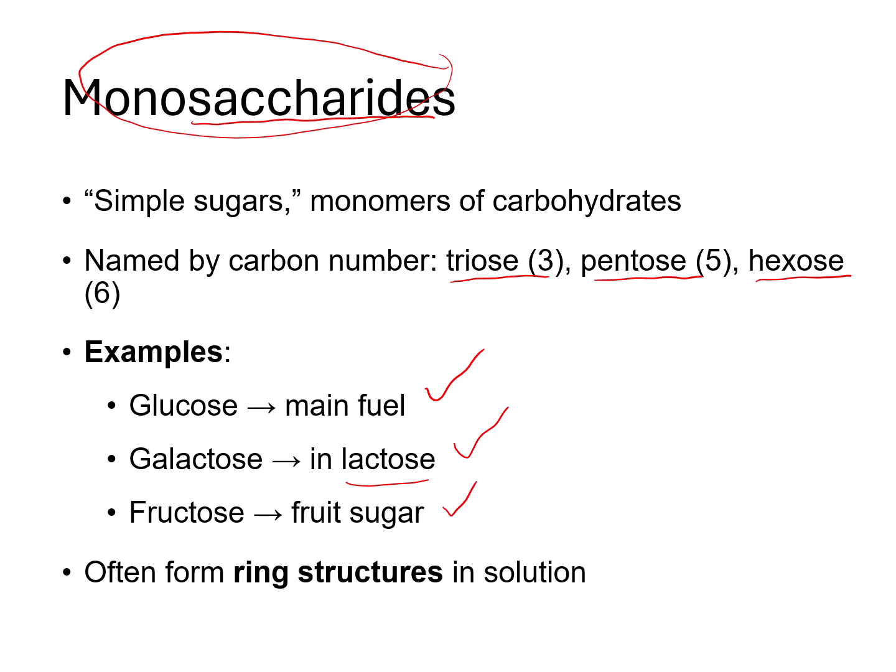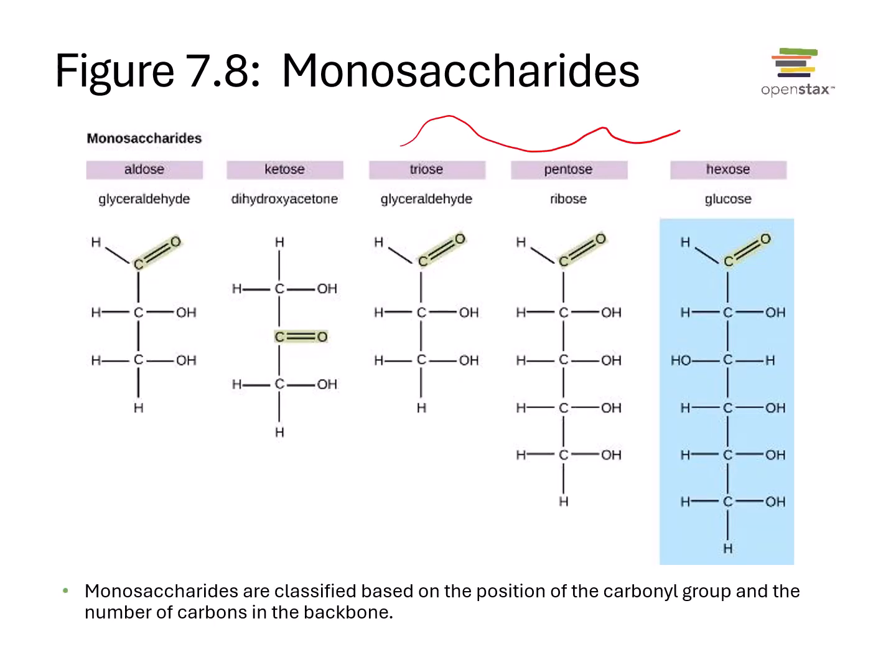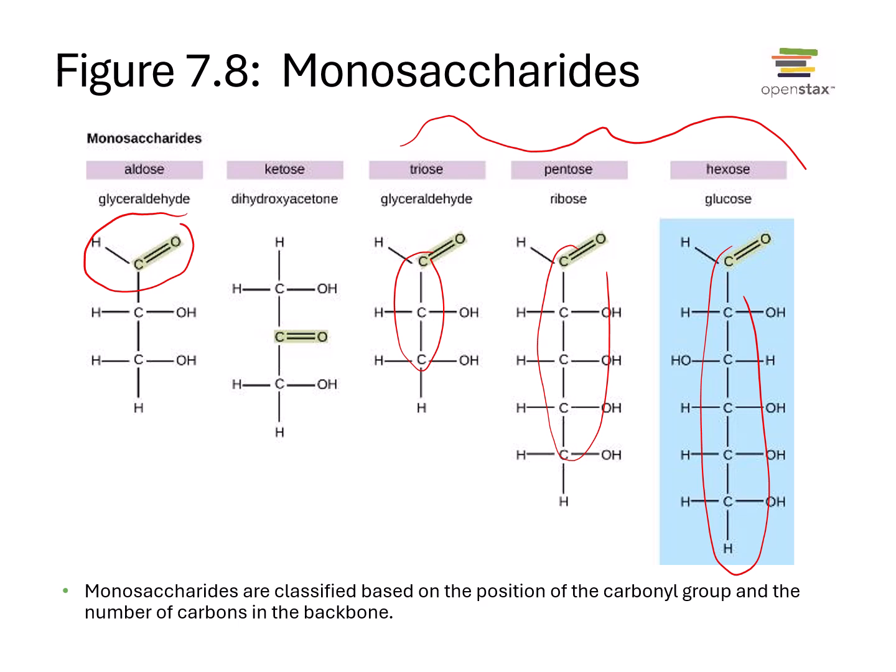In water, many of these monosaccharides will form stable ring structures like glucose. Here we can see the 3 I mentioned earlier with 3, 5, and 6 carbons respectively. And then we have aldose on the far left with an aldehyde group, and a ketose here with a ketone group.